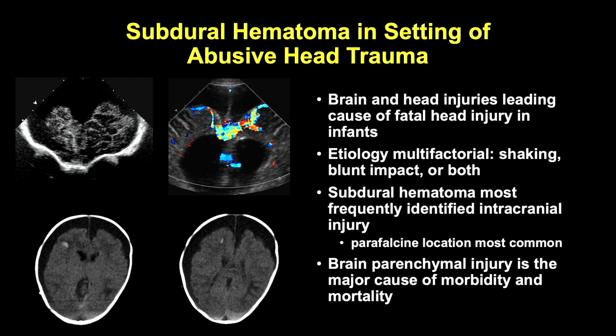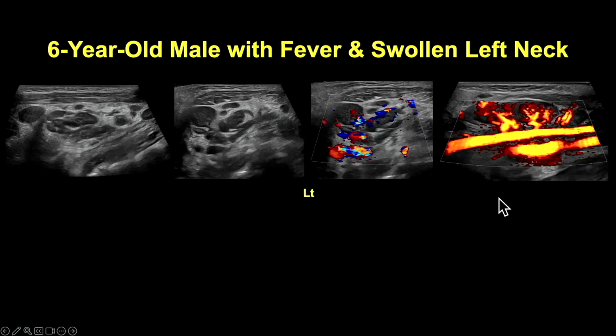Brain and head injuries are the leading cause of fatal head injury in infants. And the etiology is multifactorial, some combination of shaking and blunt impact. Subdural hematoma is the most frequently identified intracranial injury, with the parafalcine location being the most common, but it is the brain parenchymal injury that is ultimately the major cause of morbidity and mortality in these infants.